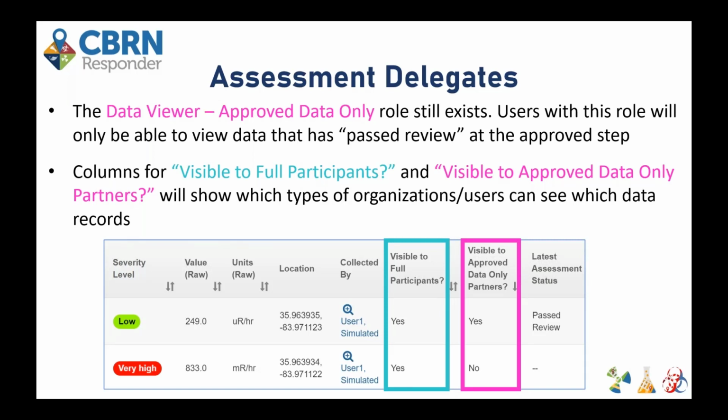So users with this role will now only be able to view data that has passed review at the approve step. So that is the pink column, visible to approved data only partners. And then the visible to full participants will show yes or no. The full participant organizations can view the data.